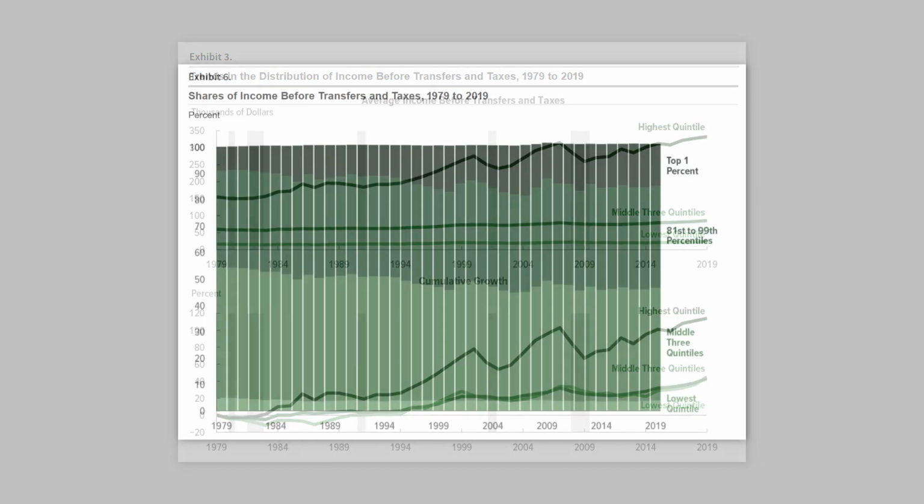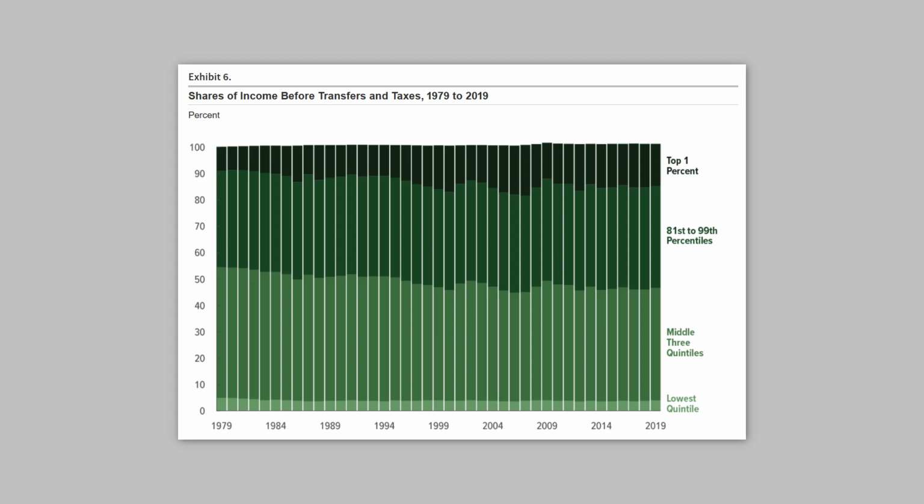The share going to the top 1% has increased by around 7%, while it has dropped by about the same amount for the middle 3 groups. In this chart, the lower 2 shades of green represent the bottom 80% of people. Their share of income fell by about 8%.